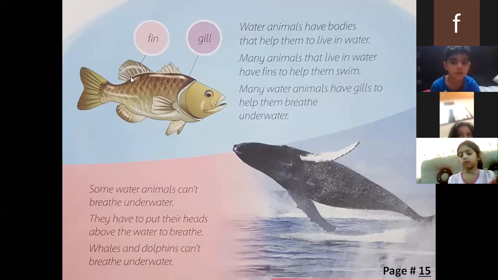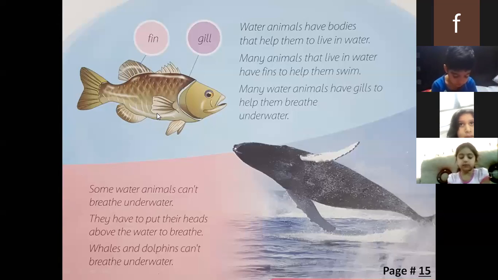Their fins. All of you, please say it with me. Fins. Fins. And look at the screen. Fins. Okay, they all are fins.